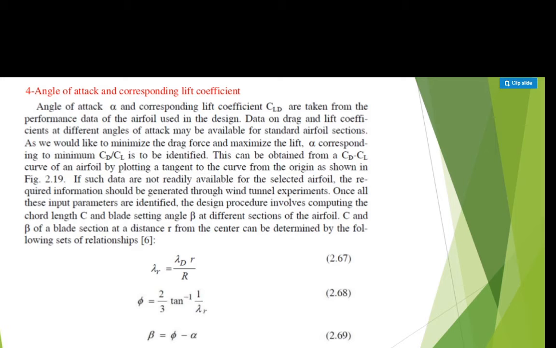Corresponding minimum CD upon CL is to be identified. This can be obtained from a CD to CL curve of an airfoil by plotting a tangent to the curve from the origin as shown in the figure. If such data are not readily available for the selected airfoil, the required information should be generated through wind tunnel experiment.